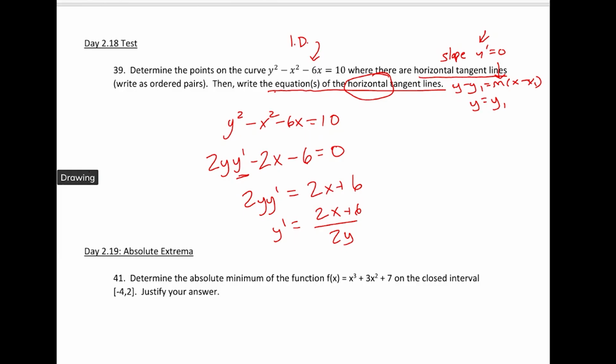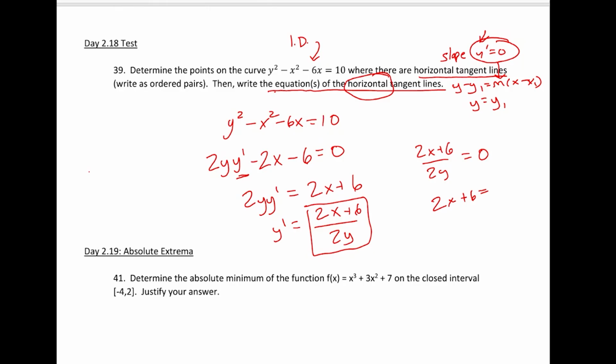If we want to find the points where the tangent line is horizontal, that's when y prime is 0. So we need to set this expression equal to 0. Multiplying both sides by 2y is going to give me 2x plus 6 equals 0. And then I can subtract 6 and divide by 2 to get negative 3. So negative 3 is going to be the x-coordinate of the point where we have a horizontal tangent line.